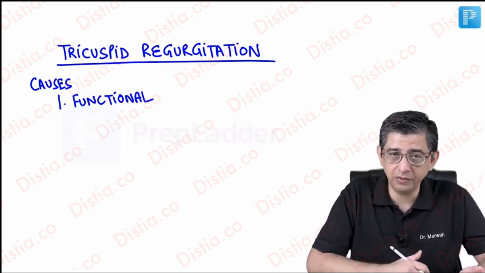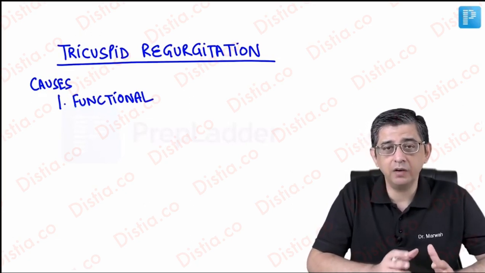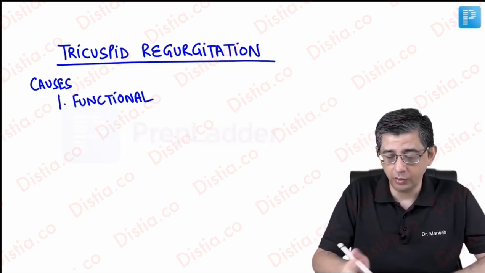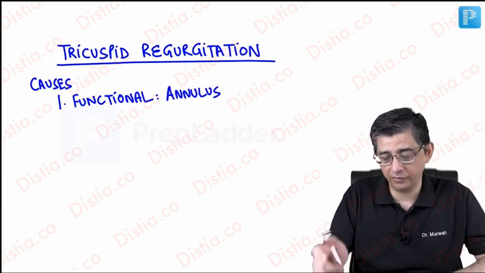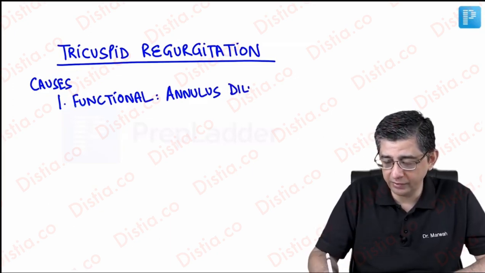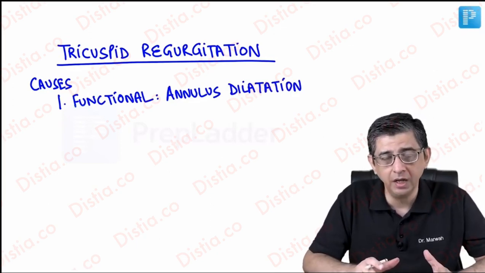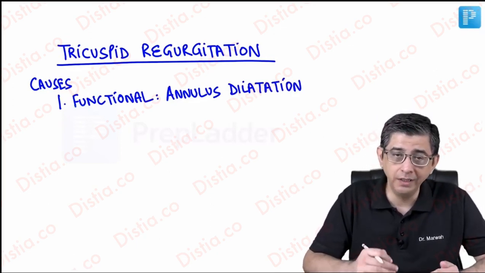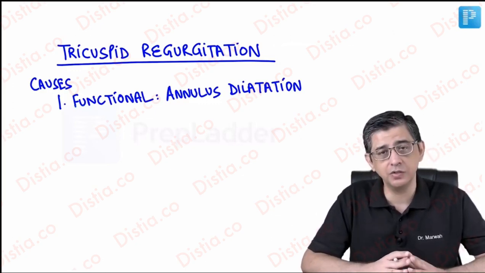If the valve leaflets are fine, if the chordae tendineae are fine, if the papillary muscles are fine, why are we having an insufficiency? The reason behind the development of this would be annulus dilatation. You see, once the tricuspid valve annulus dilates, even if the valve leaflets are fine, they will not be able to approximate or close tightly, as a result of which blood can leak due to the pressure difference between the RV and RA during the phase of systole.